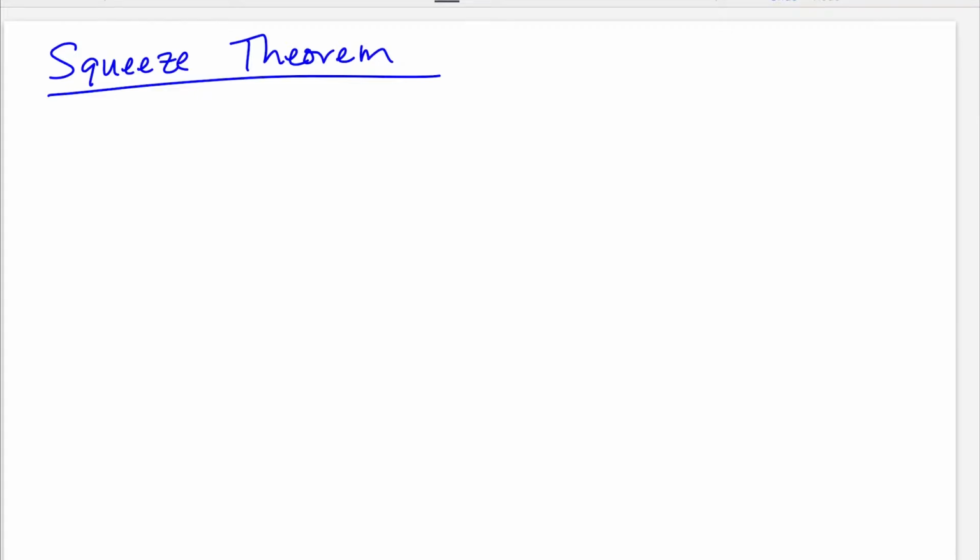Because you can plug it in immediately, right? If you can algebra something down, you do that. If you can't, then we're going to have what's called the squeeze theorem. So here is the actual theorem.